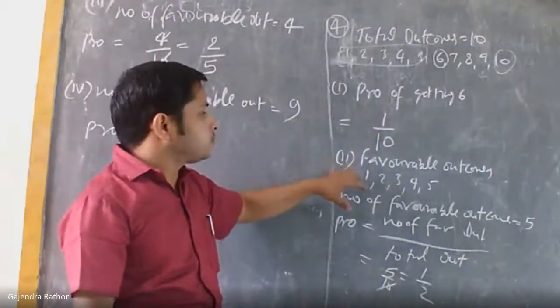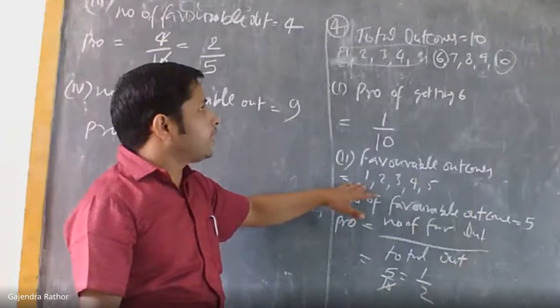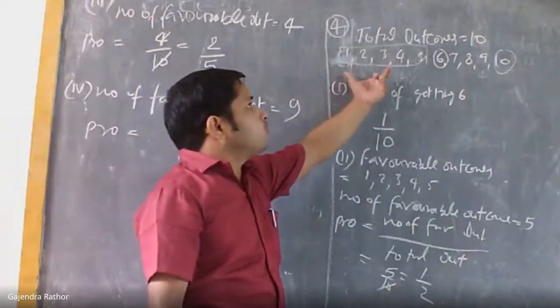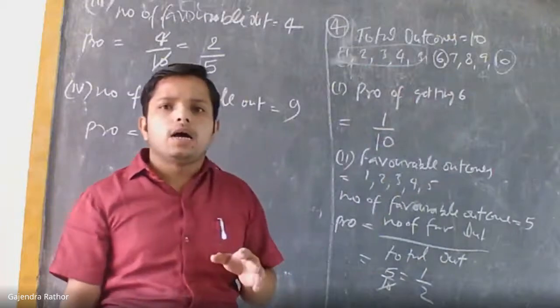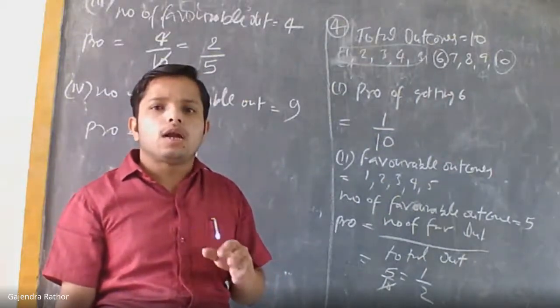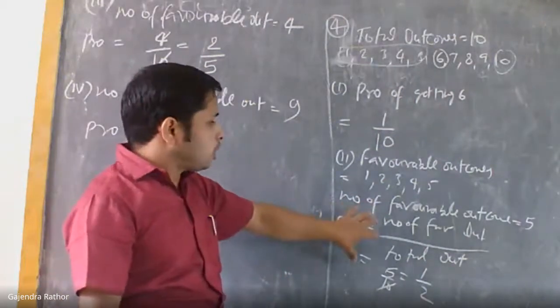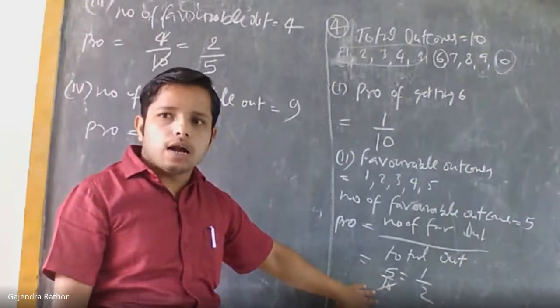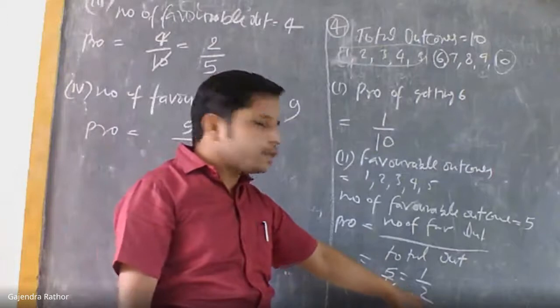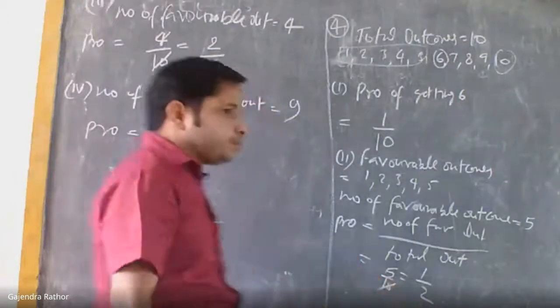The next is numbers which are less than 6. So only the numbers from 1 to 5 are less than 6. So the number of favorable outcomes is 5 and total outcomes are 10. So the answer is 1 by 2.